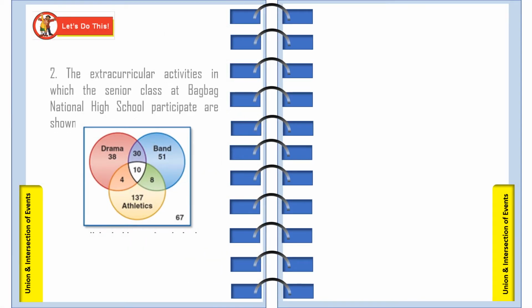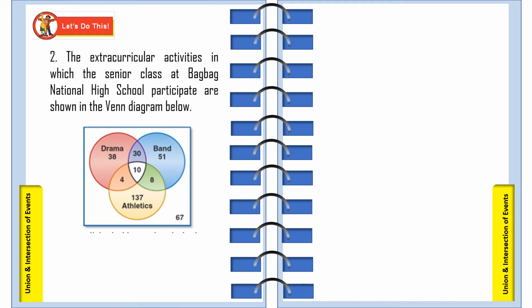Okay. For our second question, the extracurricular activities in which the senior class at Bagbag National High School participate are shown in the Venn diagram below. Okay, so gumamit tayo dito ng Venn diagram. Ayan, so overlapping of 3 different circles. Okay, tapos nilagyan natin siya ng label.